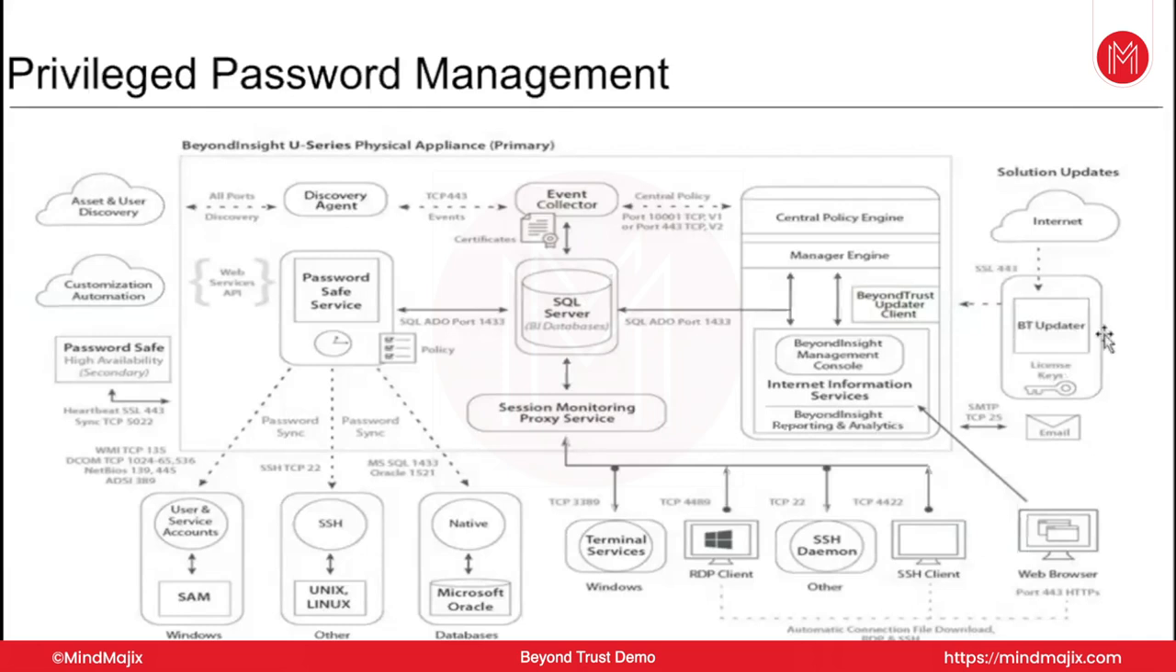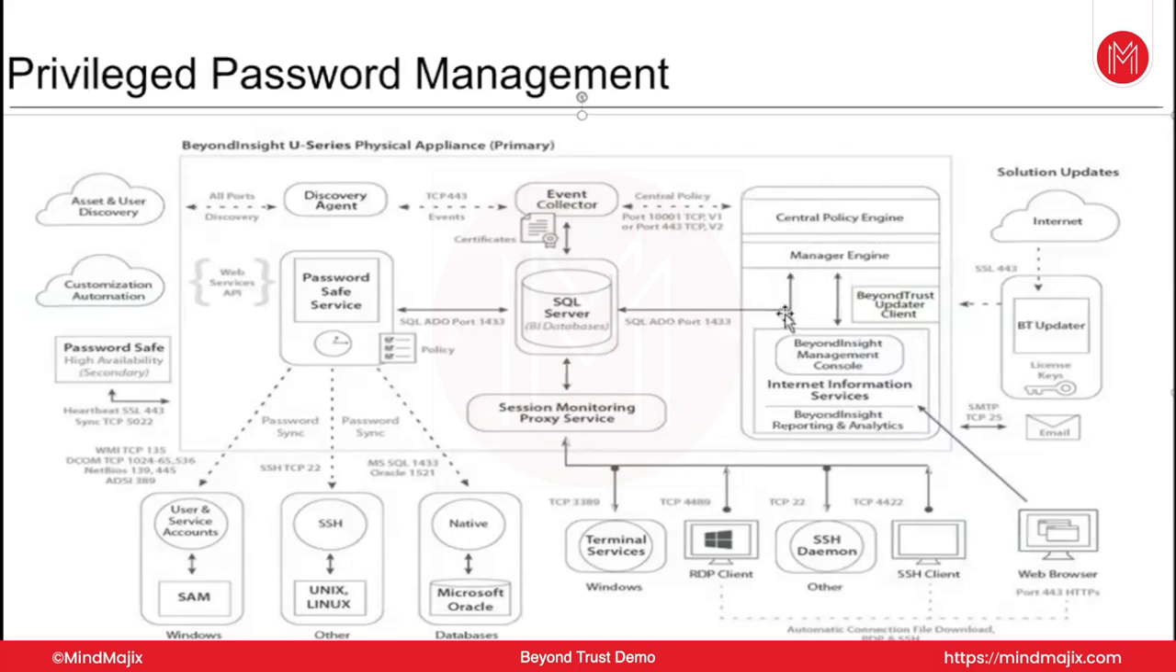The BT updater: if you have gone through the cloud platform, BeyondTrust through the internet will get a BT updater. BeyondTrust provides the update for each and everything. We can easily install an update here, and the central policy management and the manage engine, all are concepts which the password safe has. Everything in this box we see here is managed by BeyondInsight. I'll explain what BeyondInsight is in the next slide.